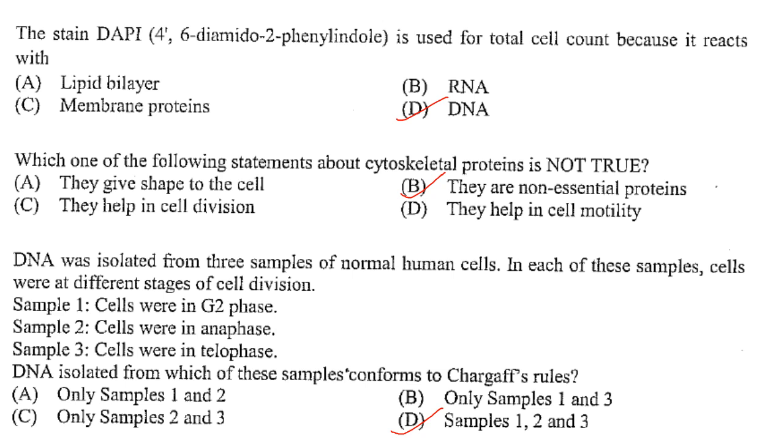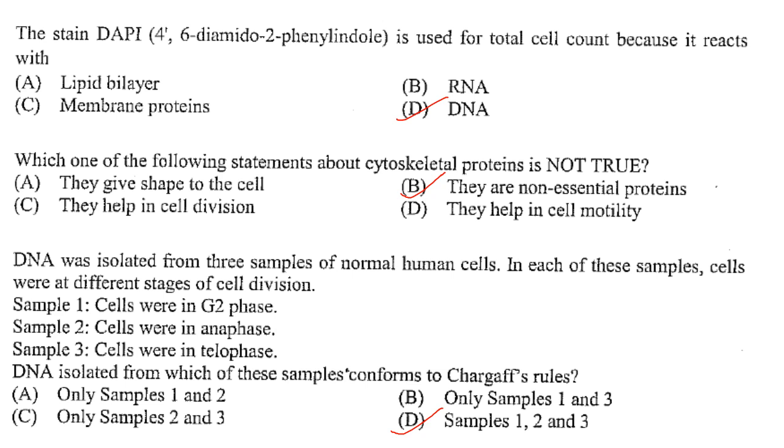Then next one. DNA was isolated from 3 samples of the normal human cell. In each of the samples, cells were at different stages of cell division. Sample 1 cells were in G2 phase, sample 2 cells were in anaphase, sample 3 cells were in telophase. DNA isolated from these samples confirms Chargaff's rule. Which of these samples confirm Chargaff's rule?